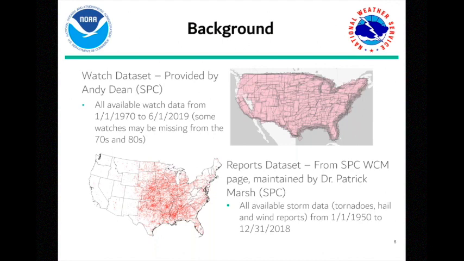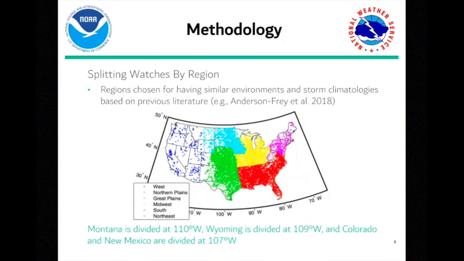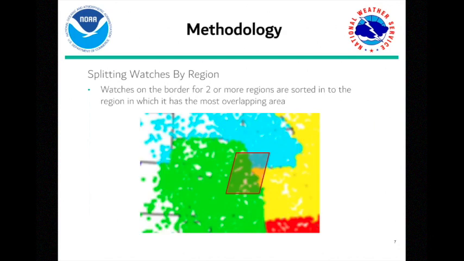For verification, we use the reports dataset from the SPC WCM page, which is currently maintained by Dr. Patrick Marsh. To split watches by region, we chose 6 regions: the West, the Northern Plains, the Great Plains, the Midwest, the South, and the Northeast. These were chosen for having similar environments and storm climatologies based on previous literature. Watches that fall on the border of 2 or more regions are simply sorted into the region in which they have the most overlapping area.